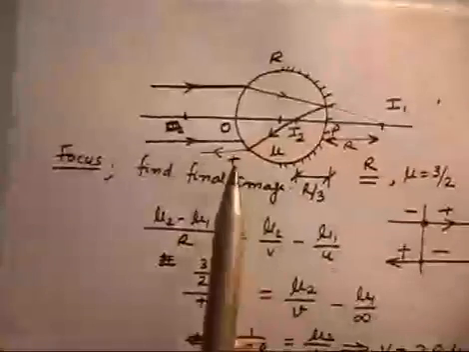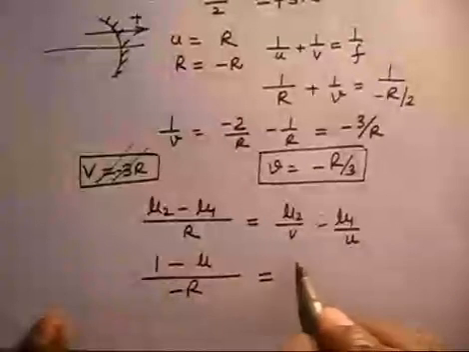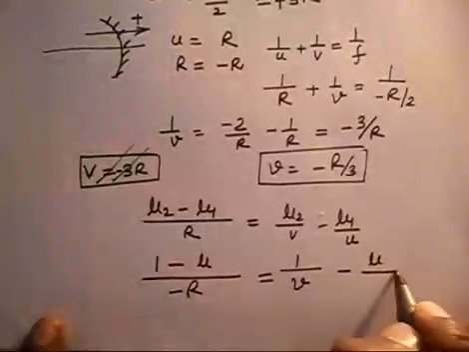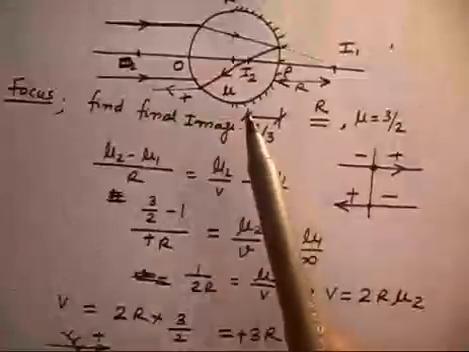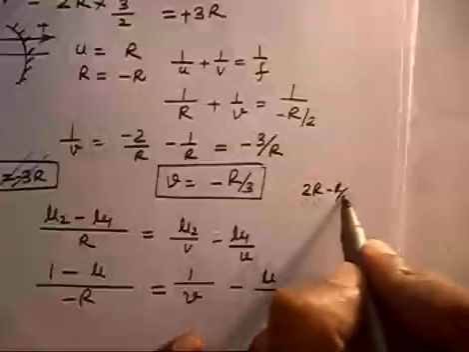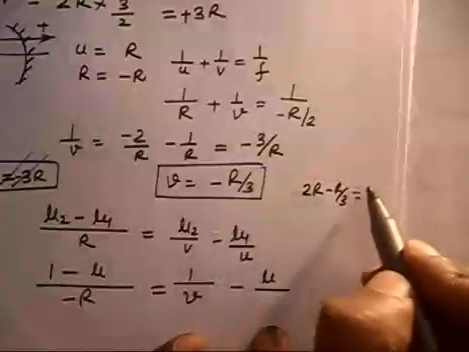So in this case, what will be the r? In this case r will be negative because of this side, so r will be minus r, and mu2 is 1. V I have to find out, minus u1, so that is mu, and u is what? What is the distance? I2 is r by 3, so 2r minus r by 3. Let me calculate here: 2r minus r by 3 is 5r by 3.